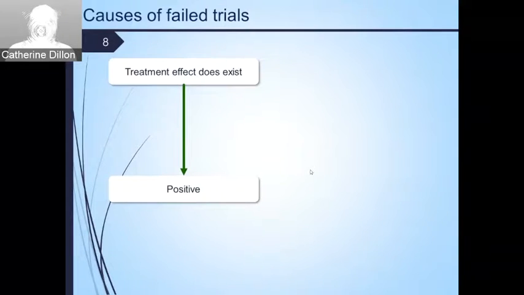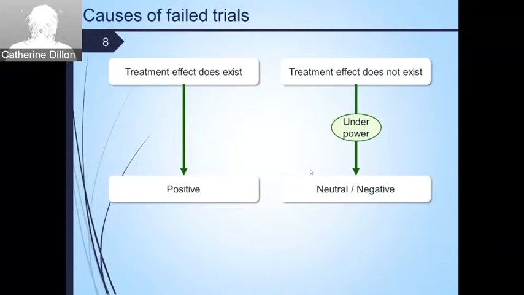So if a treatment effect does exist, you should have a positive trial. And if a treatment effect does not exist, you should have a neutral or a negative trial. And again, both of those are successful trials because it's telling you the truth. But we have situations where that's not always the case.